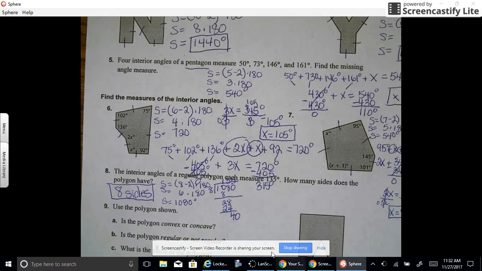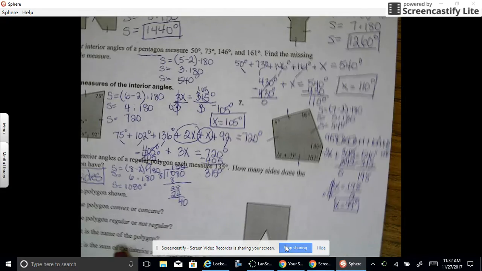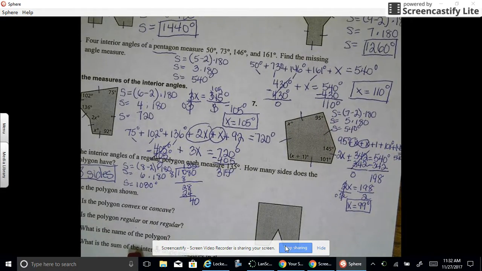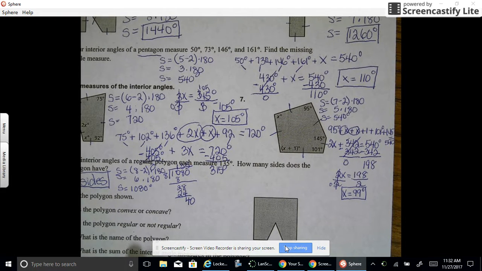You move to the side a little bit. Hold on. That way? Yeah. The second one for number 6. All right, thank you.